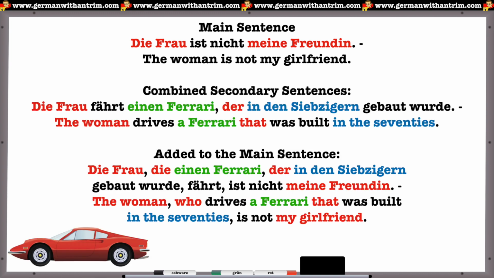Now combine that with the original main clause. Die Frau, die einen Ferrari, der in den 70ern gebaut wurde, fährt, ist nicht meine Freundin. The woman who drives a Ferrari that was built in the 70s is not my girlfriend. You can see that when we nest these relative clauses together in sentences, it can be a bit complicated to figure out where the conjugated verbs go.